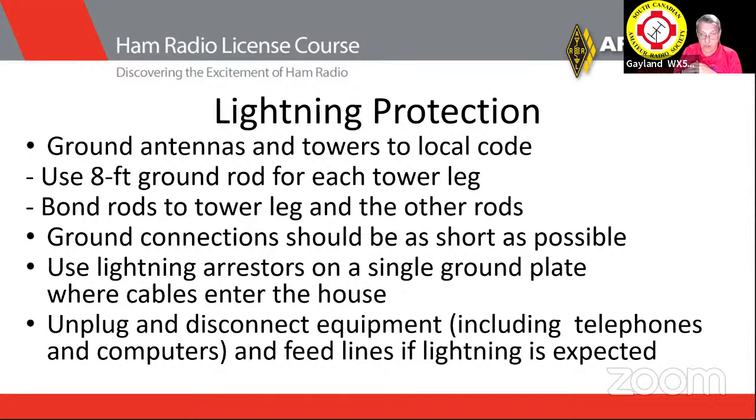You want to bond your tower legs. Your ground connections should be as short as you can get them. You want to use lightning arresters. Sometimes those are called polyphasers. That's a brand, but that's kind of a typical name for them. Use polyphasers, use lightning arresters. You don't want that electricity in your house, or what used to be your house.